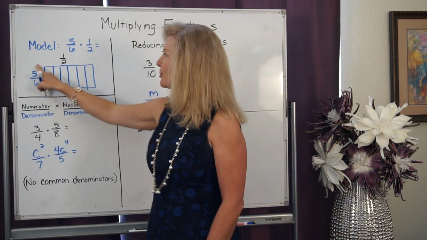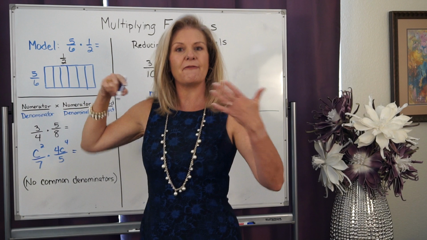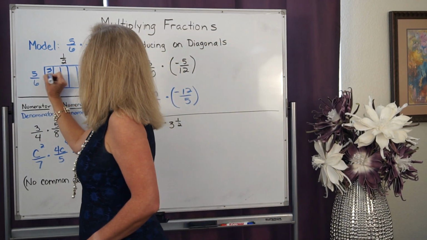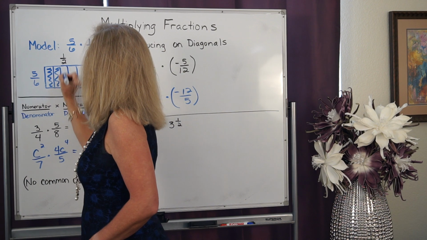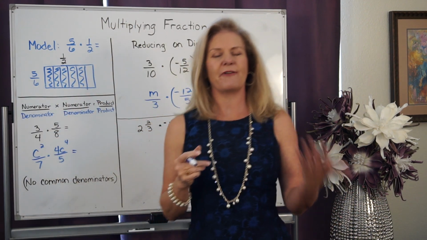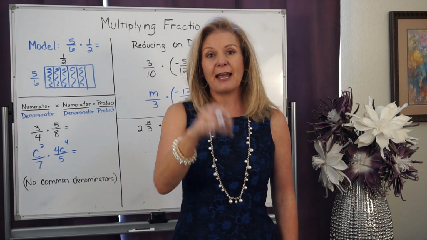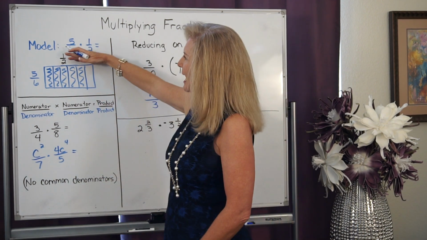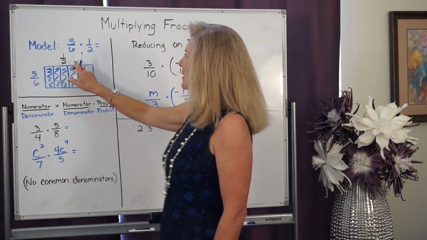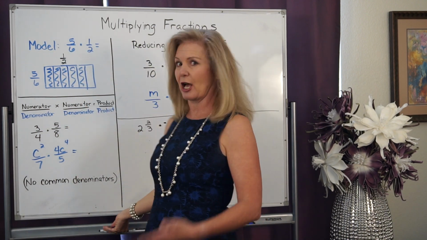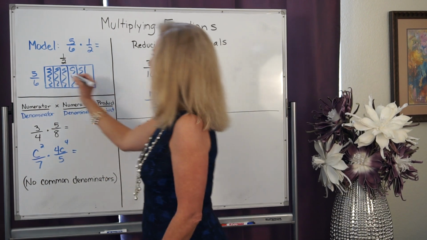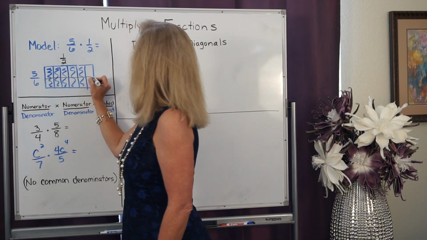Now, the numerator tells me that I'm going to look at 5 out of those 6 equal pieces. So I'm going to color in 5 of those. And I just modeled 5/6. Now I still have to model 1/2, and 1/2 is sitting on top. So I'm going to model that from top to bottom. I look at that denominator, and that denominator says I need to split it into 2 pieces from top to bottom. So I'm just going to cut it right there.